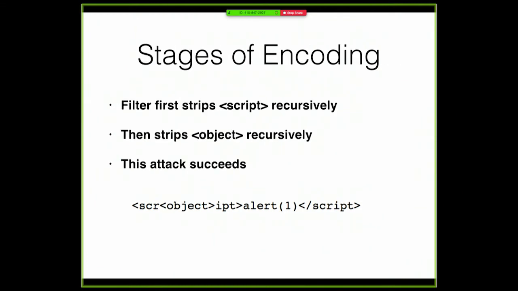You could also have stages. So I have a loop that removes all occurrences of script, and then I have a loop that removes all occurrences of object. So all I have to do is put in something that has object, so there's no script in it, but when you remove the object, the script appears. And you don't go back and do another round of script. I don't know when. I just have to defeat your logic.